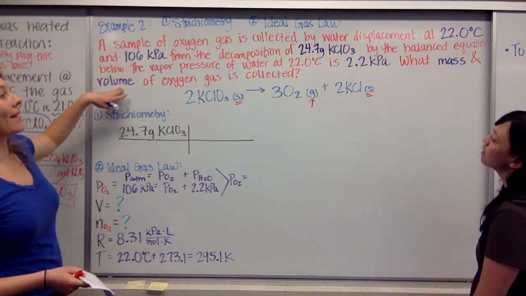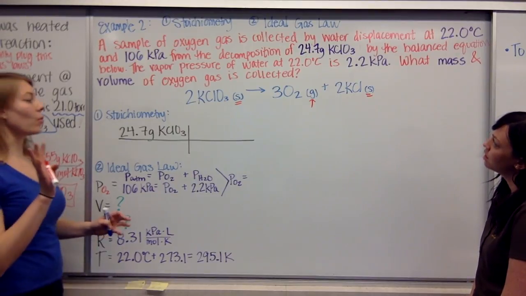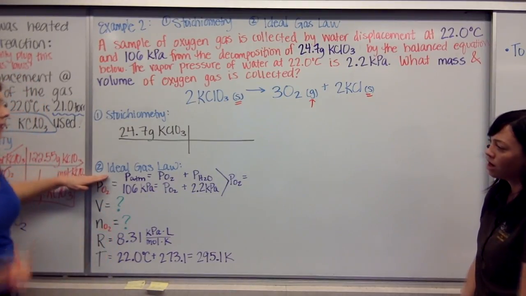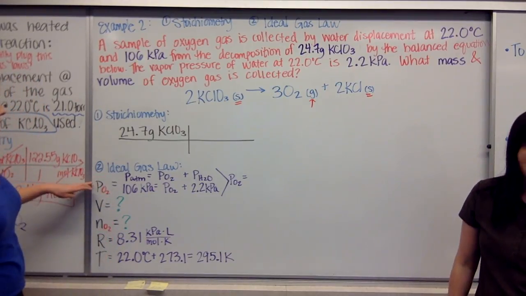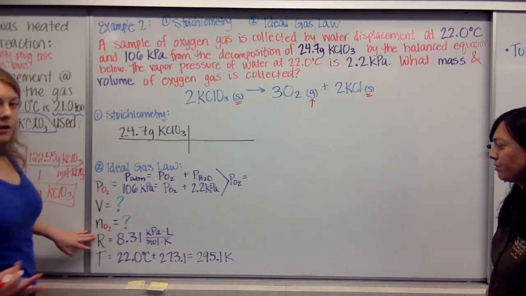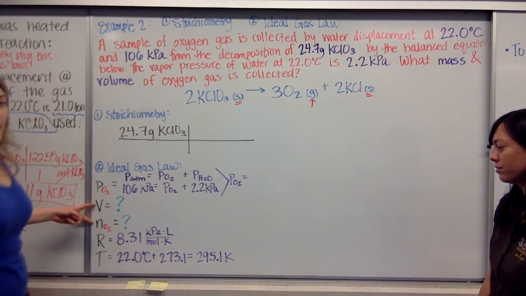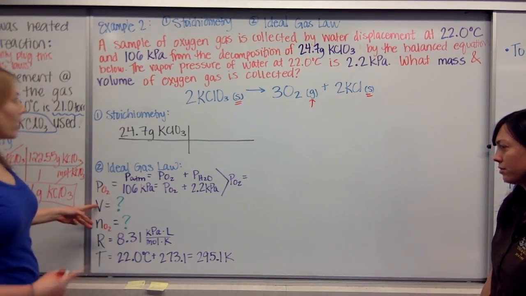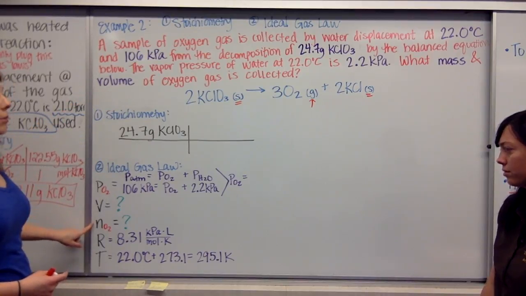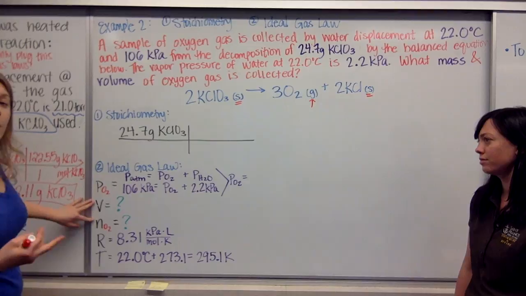Now, we're looking for the mass and volume of oxygen gas collected. So here's what we're given. And I just take a look down here for the ideal gas law. We're given some pressures, which we'll figure out in a sec. We know our R, our gas constant, and we know temperature. We don't know V, and we don't know moles. So we don't know volume, which is what we're looking for, and we don't know moles, which is why we're looking for mass. We have 2 unknown variables.